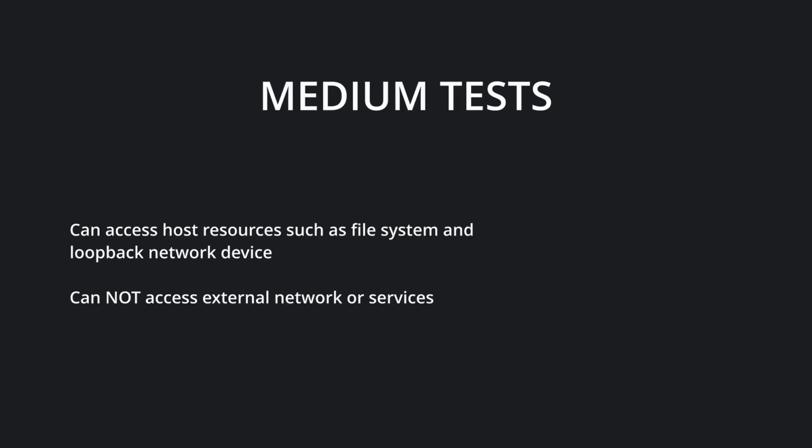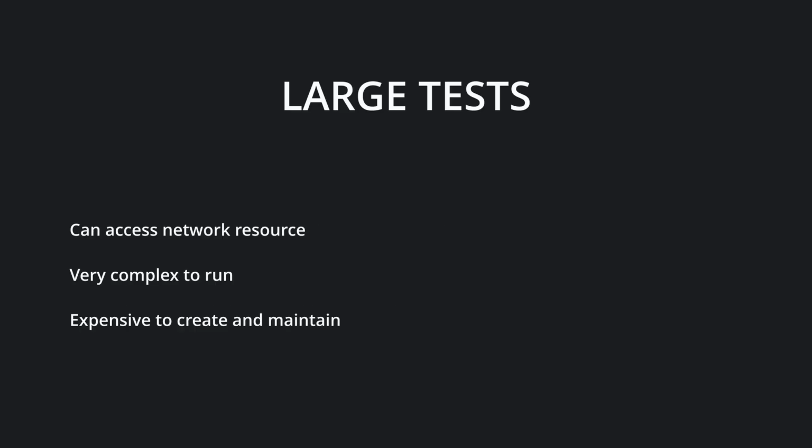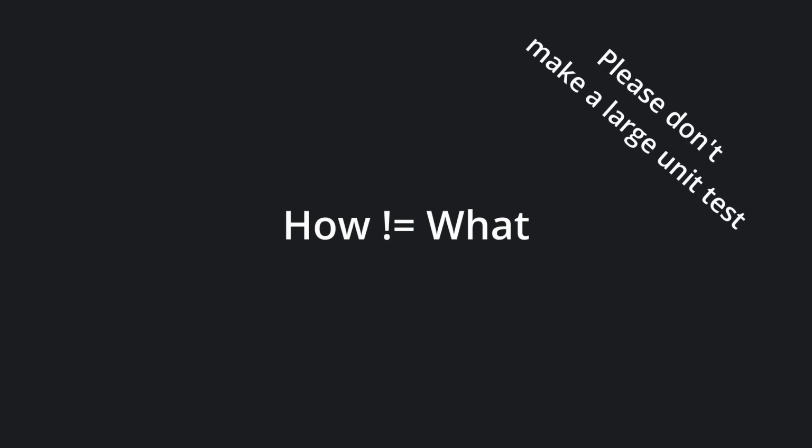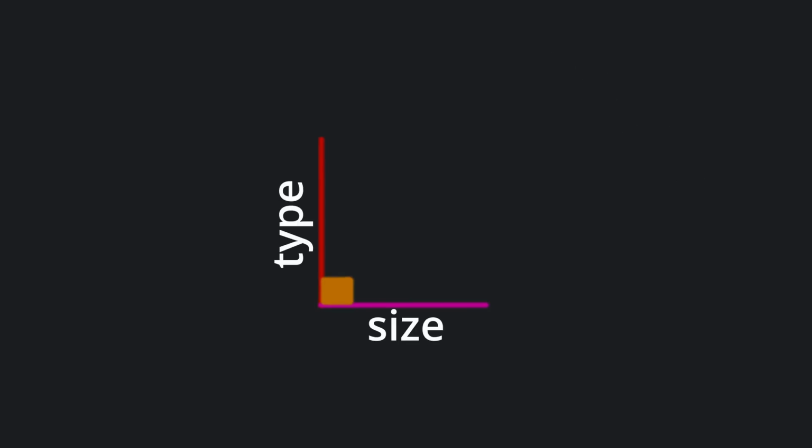Medium tests are allowed to access local compute resources, such as the file system, but are not permitted to access any external network. Large tests can access the network, and are as such the most complex you can set up and run. Use large tests cautiously, as they are expensive to both create and maintain. Note that the size of the test does not address what they are testing. You can have a small system test and a large unit test. The test size and the test type are orthogonal concepts.